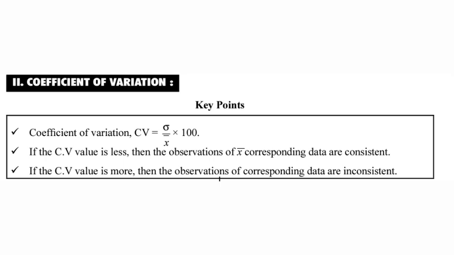Coefficient of variation, short name CV, equals sigma divided by x bar into 100. What is the meaning of sigma? That is standard deviation, and x bar is the arithmetic mean. Therefore CV equals sigma divided by x bar into 100. If the CV value is less, then the observations of the corresponding data are consistent. If the CV value is more, then the observations of the corresponding data are inconsistent.